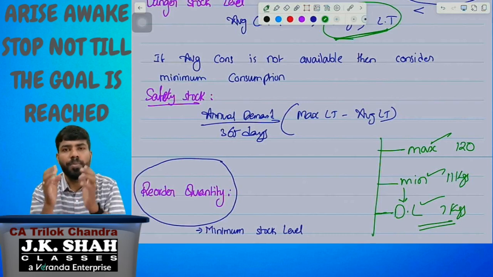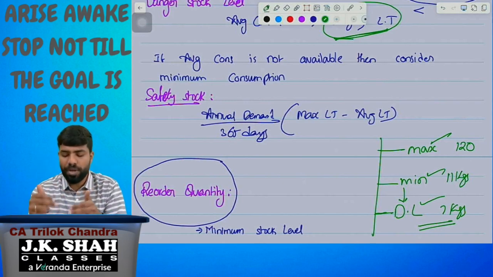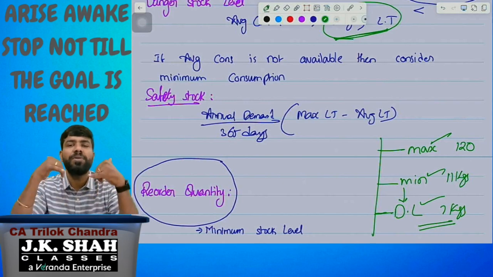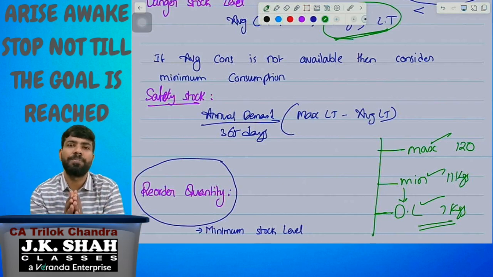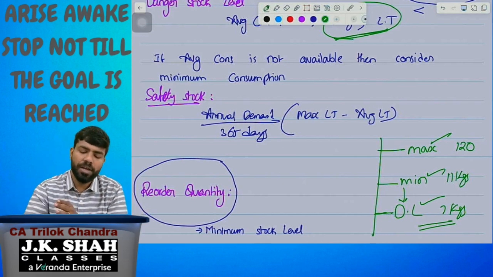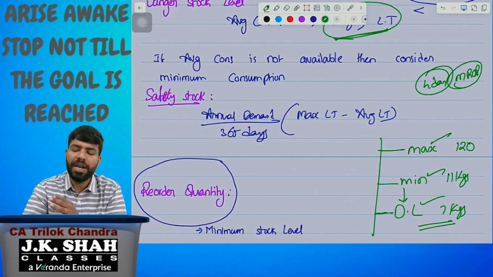One more thing, to fix this danger level, the formula is average consumption to emergency lead time. What is this emergency lead time? Once it touches danger level, the management will make a call to the supplier. They'll request the supplier, please supply as early as possible. According to our example, 4 days is the minimum reorder period.